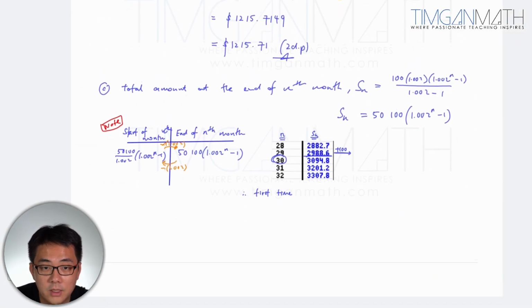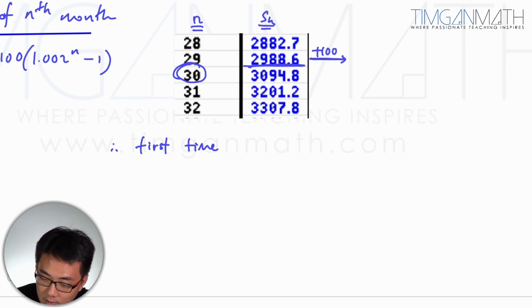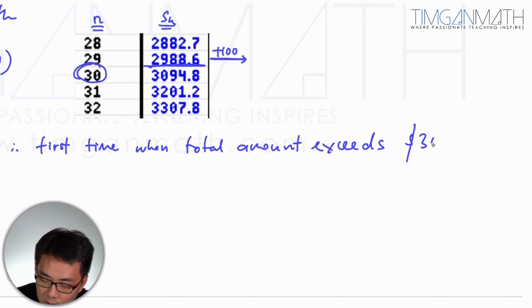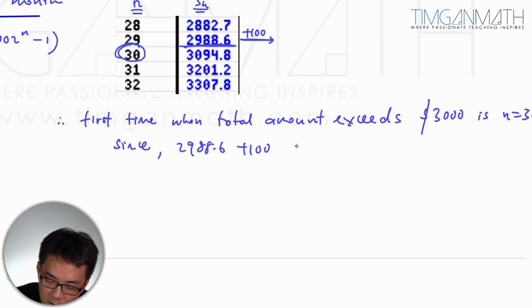First time when the total amount exceeds 3,000 is the 30th month, and n equals 30. Okay, since 88.6 plus 100 is equal to 3,000.